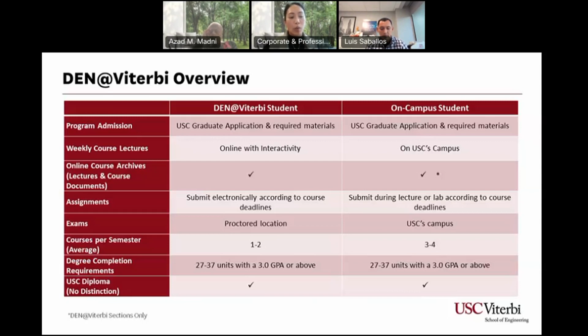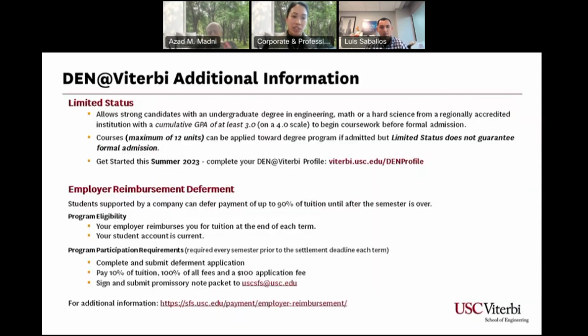In terms of courses per semester, online students, since they do tend to be working professionals, tend to take fewer courses per semester. And then the degree completion requirements are the same for both. So ultimately, your USC diploma will be the same, and it won't have a distinction of whether you are an online student or on campus.